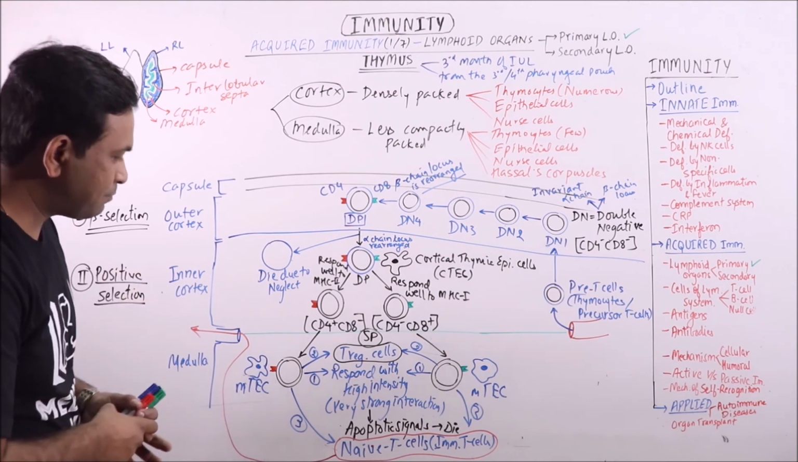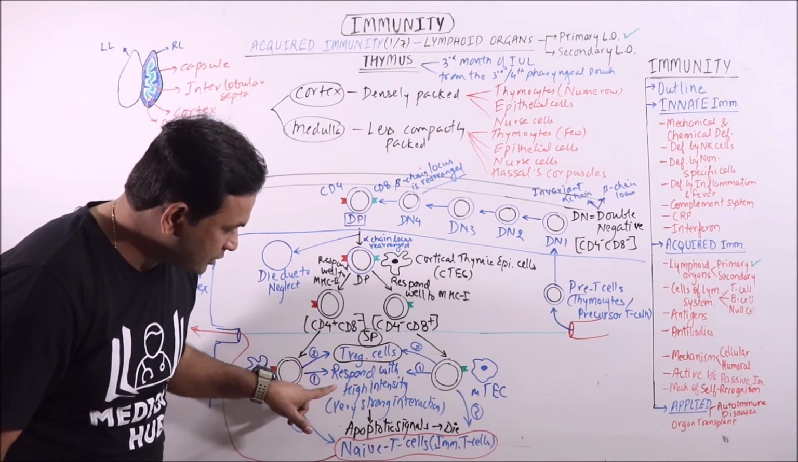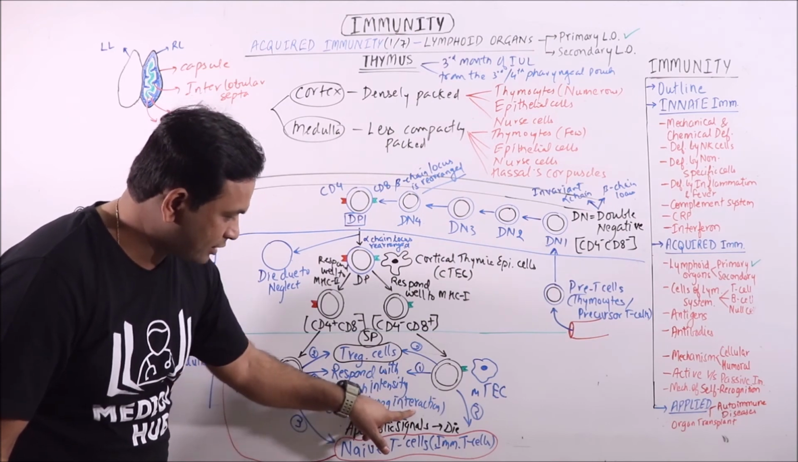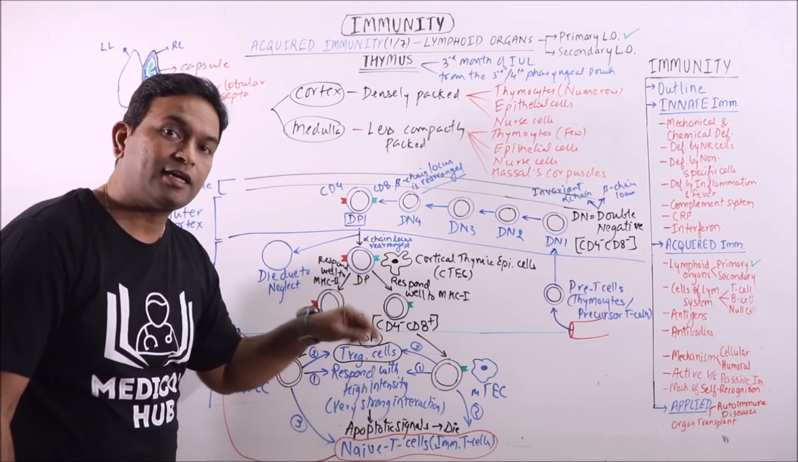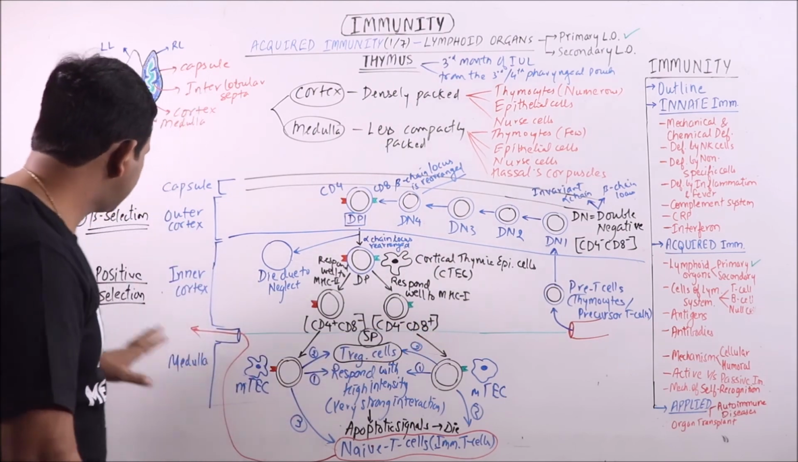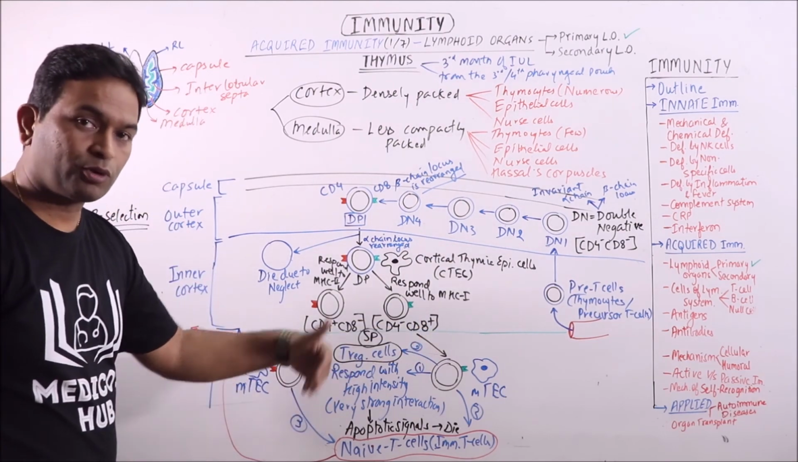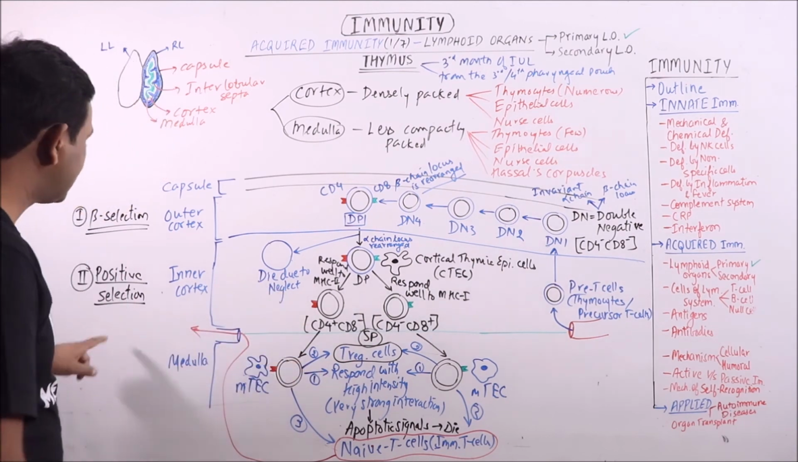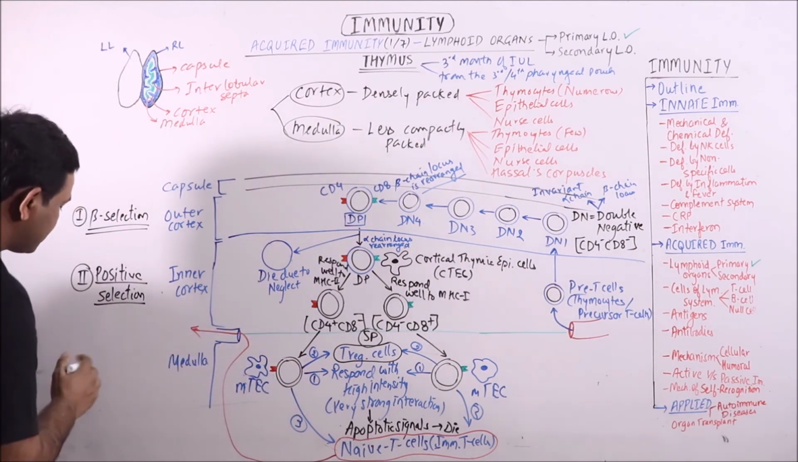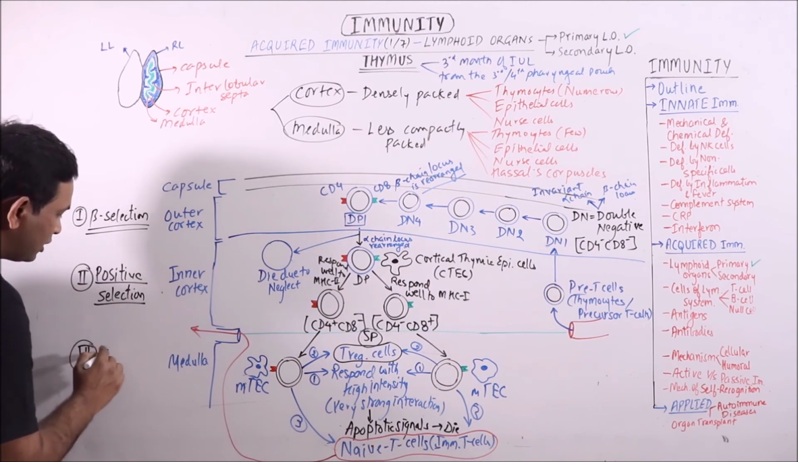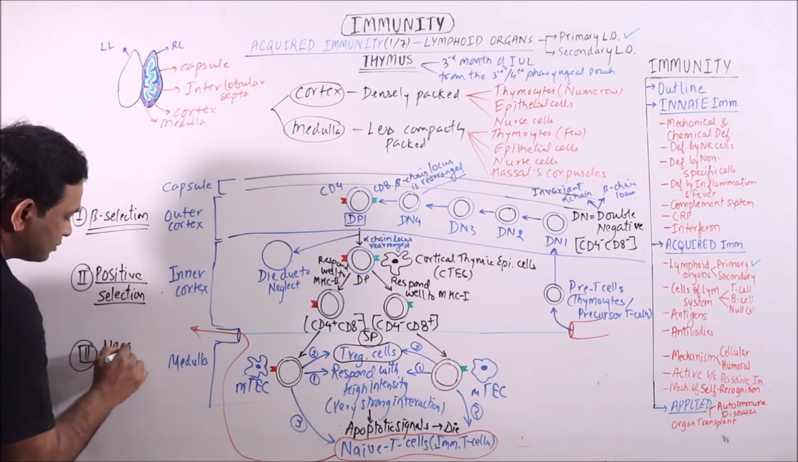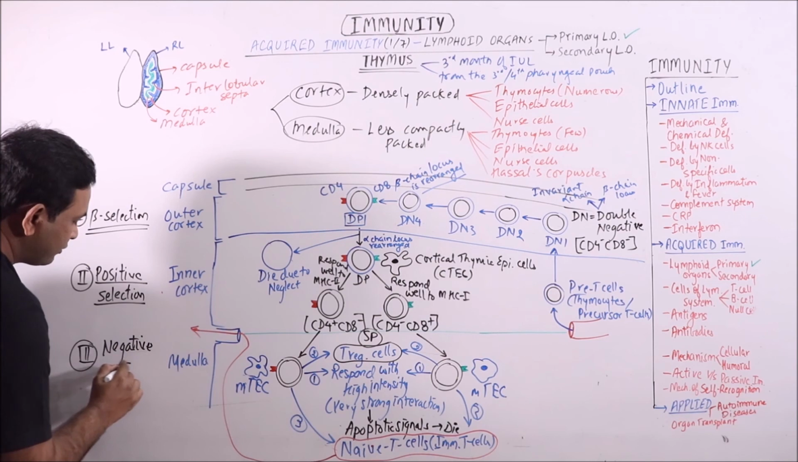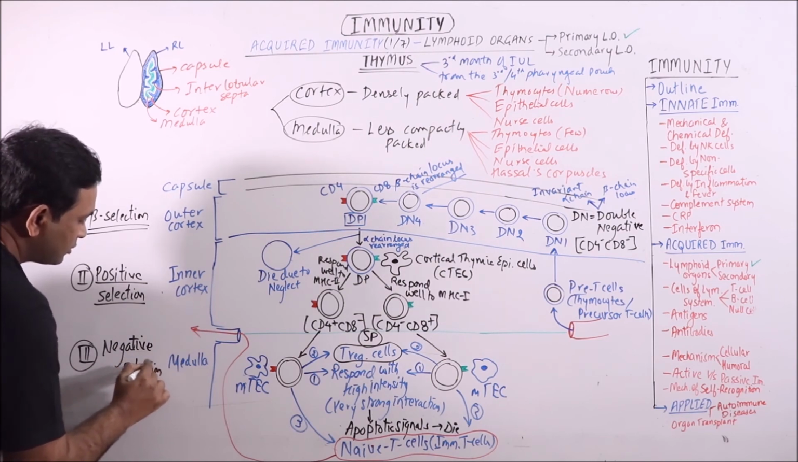Now in this step, the cells which have given a very strong interactive response are selected to kill. So this is selection, but it is not to proceed them in the further developmental process, but to kill them. That's why the events occurring in the medulla are termed negative selection.